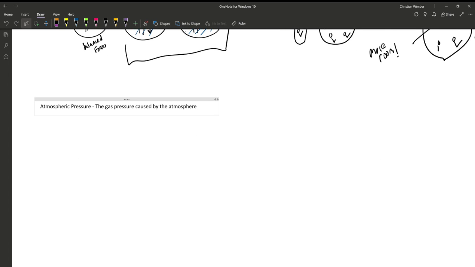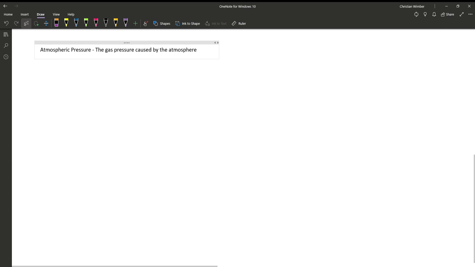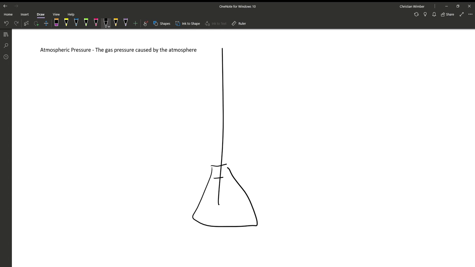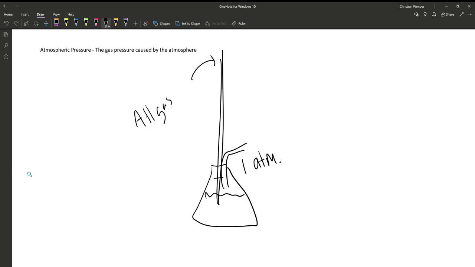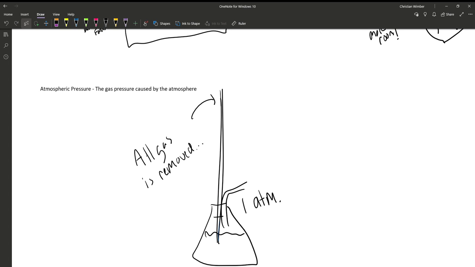Now let's think about how strong this is. So I want you to imagine that we did the same setup. So we'll go ahead and take an Erlenmeyer flask, and we'll go ahead and make some straw. And then we'll have our second straw open to the atmosphere. If I remove all the gas from this tube, how high will it go? Because I'm not actually pulling on this. Let's remove all the gas here.